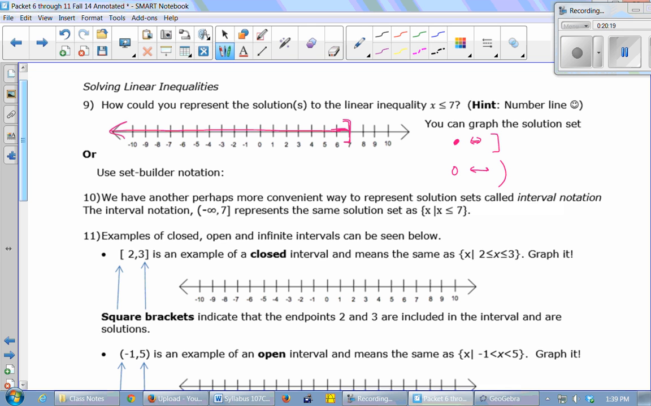No. These are supposed to be arrows. Those are very unclear. Square bracket.